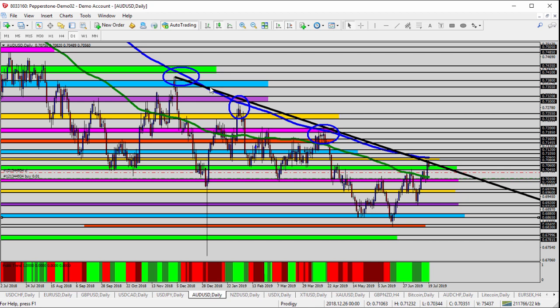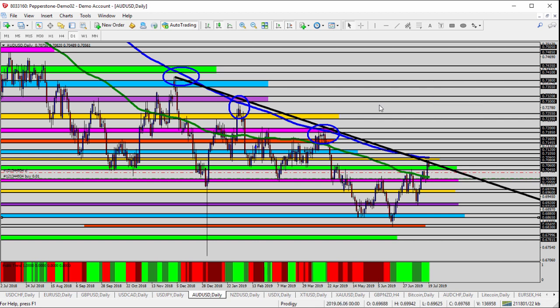We could see one, two, three times, and now the fourth time the current market is coming into that black trend line. So the question is, will the market do what it's done before, shy away from the trend line and push lower, or will we eventually see the breakout above that trend line and go higher?